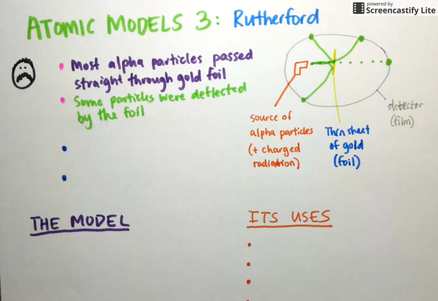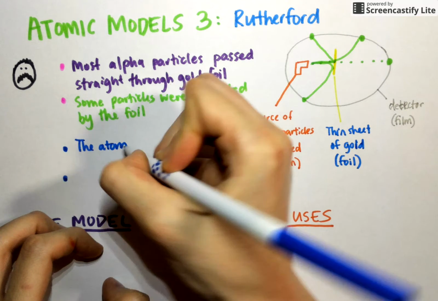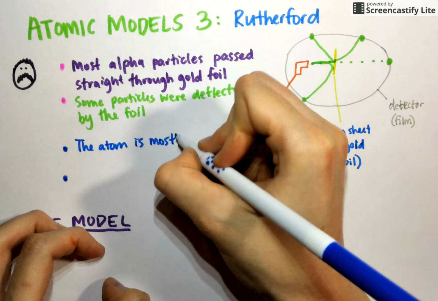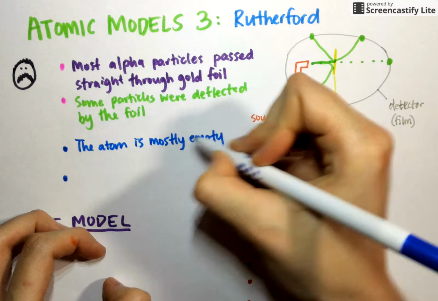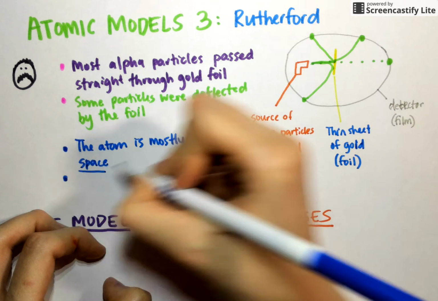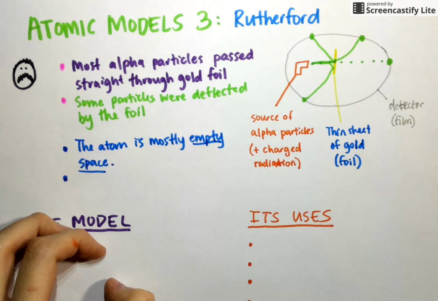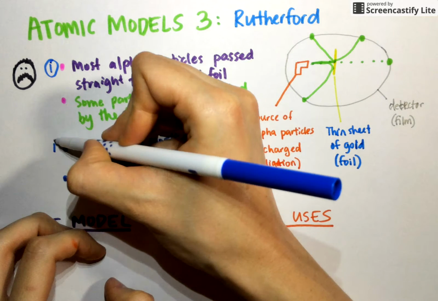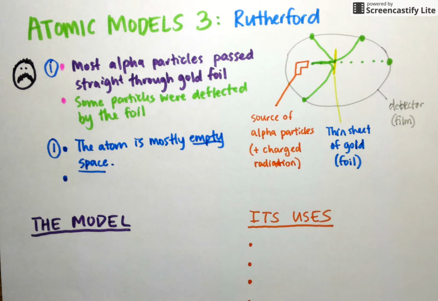And in fact, that's what Rutherford observed for the most part. He saw that most alpha particles pass straight through the gold foil. And what that means is all the detected particles showed up right here, right across from our source of radiation.